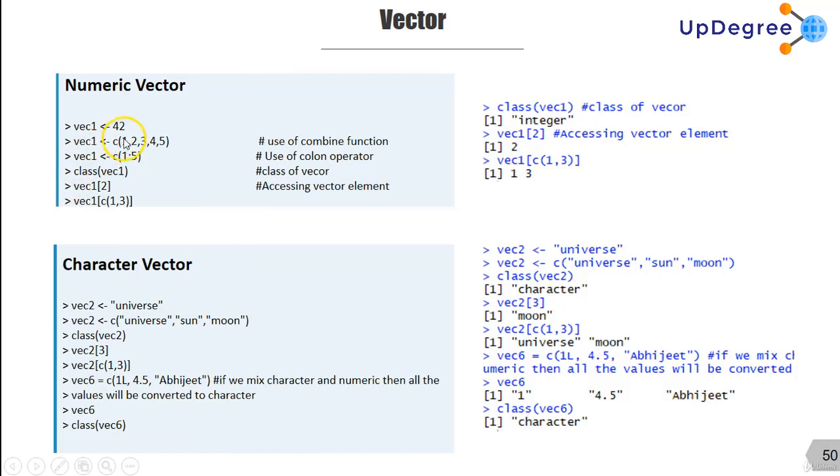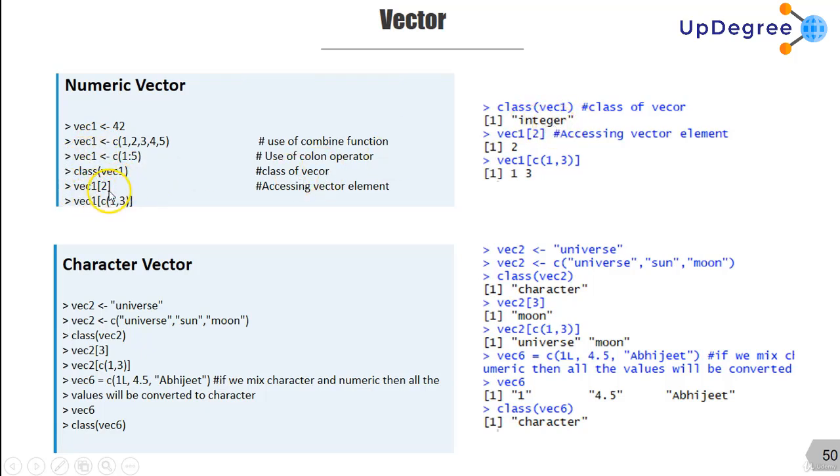Suppose you want to store 42 in vector 1, and then you can see the result in vector 1. Similarly, if you want to store more than one value, 1 to 5, I have shown you both ways. Either you can use the combine function, and using commas you can store 1, 2, 3, 4, 5, or you can store 1 to 5. The only advantage is, suppose you want to store 1, 7, 9, 3 and 5, then you can also use that combine function and store it. And if you see the class of this vector 1, it would be integer.